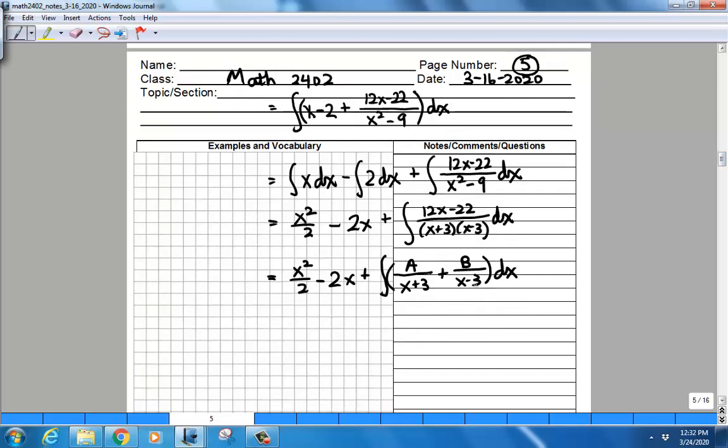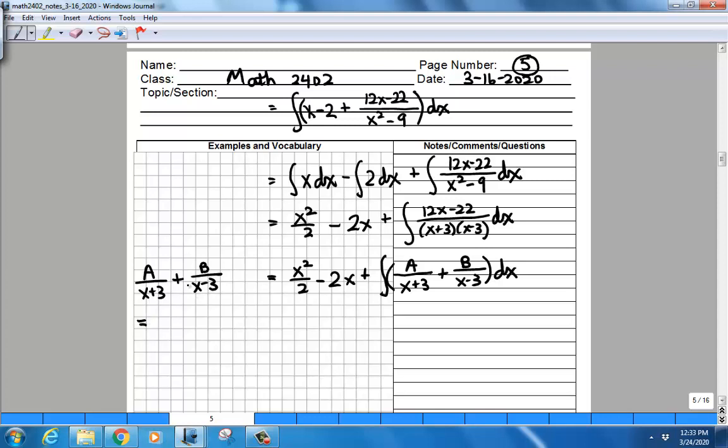So again, we're going to imagine ourselves as adding these two fractions back together, and so when we combine the numerators, we will get 12x minus 22. So let's do that process over here on the right now. So I have a times x plus 3 plus b times x minus 3, right?